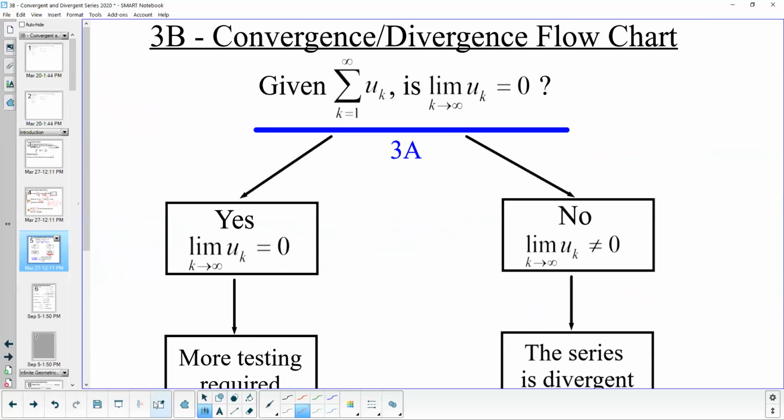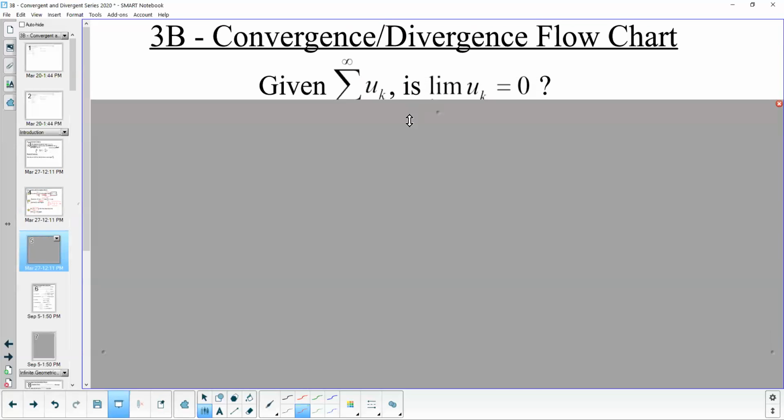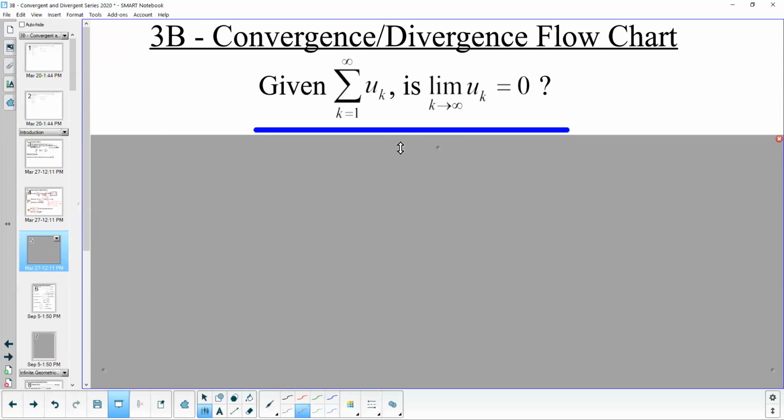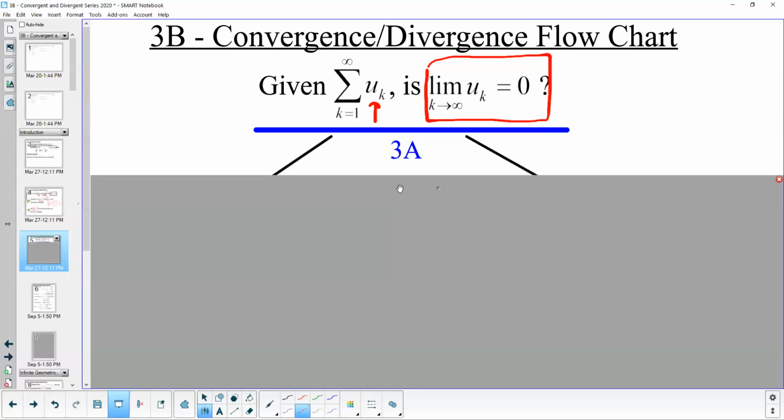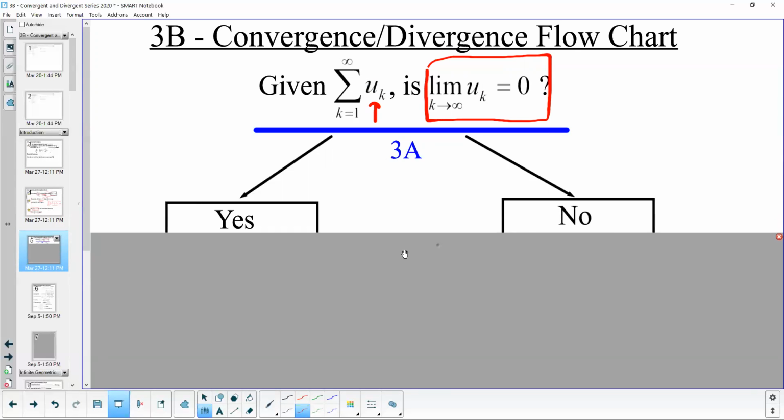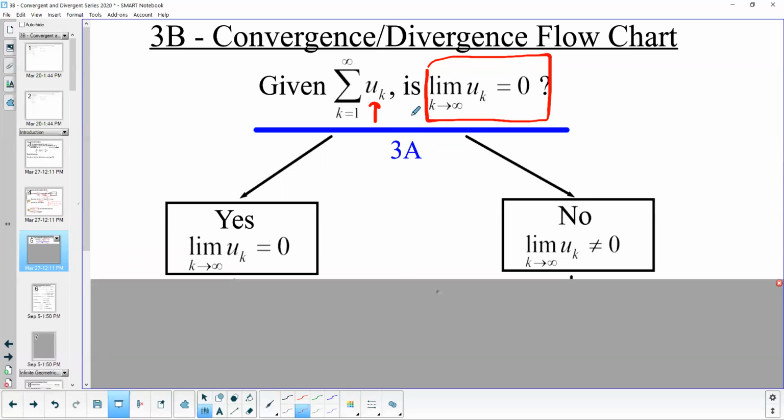So I decided to come up with a little flow chart here that'll help you guys follow what's going on. And so the first question you should always ask in any series is, is the limit as k approaches infinity of whatever the rule is approaching 0? So again, are the terms in the series approaching 0? And so that is what we explored in 3A, and you've really only got two options here. I guess you could always say you've got a third option that is, I don't know, but we're assuming that we're going to have enough tools to either answer the question yes or answer the question no.